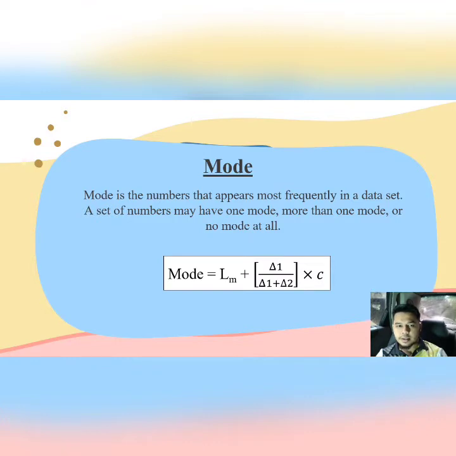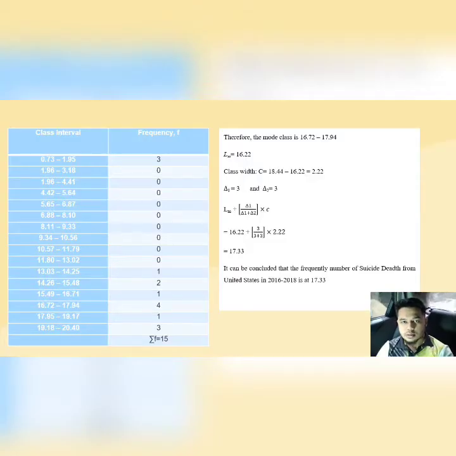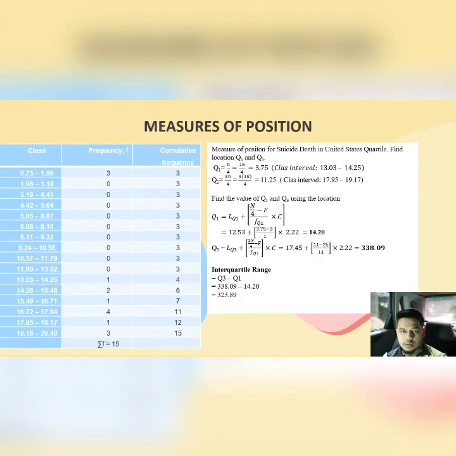A set of numbers may have one mode, more than one mode, or no mode at all. You can refer to this formula to calculate mode based on the table. After we calculate mode, it can be concluded that the most frequent number of suicide deaths in the United States in 2016 and 2018 is 70.33 only.